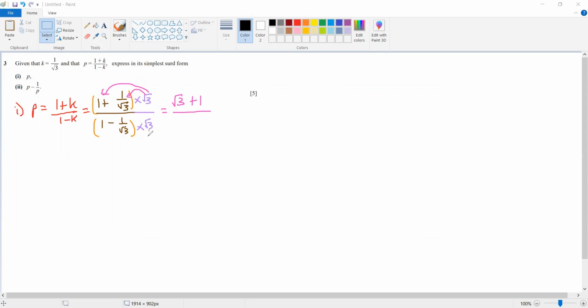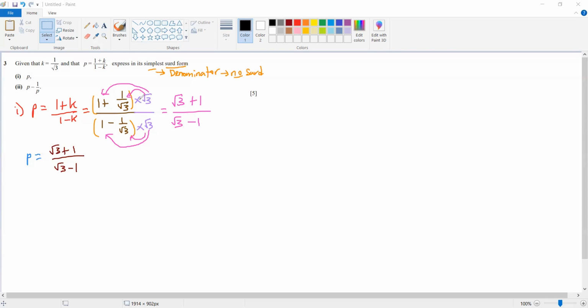You notice that? And this one likewise, this time this is root 3, and if you multiply the one on this side, it becomes minus 1. So in other words, to find the value of p, we need to evaluate this fraction. What do they mean by simplest form? When they say simplest form, for a fraction, it means the denominator should not be a surd. The denominator must have no root.